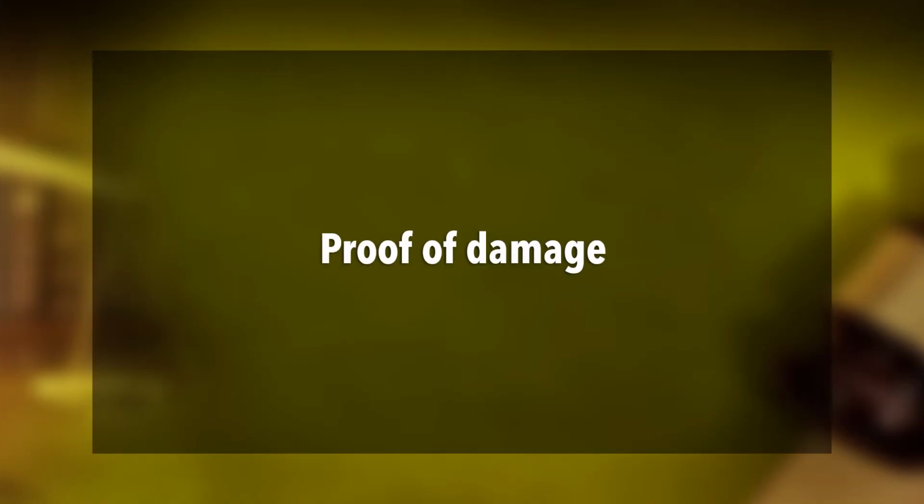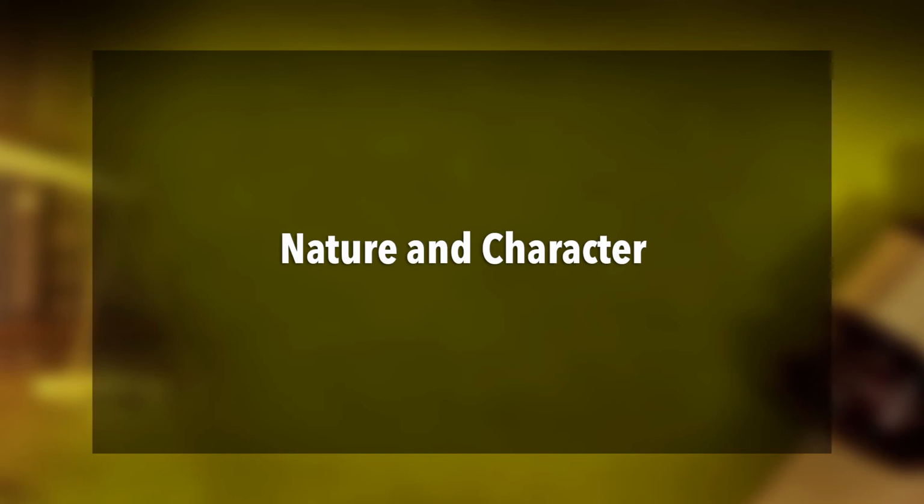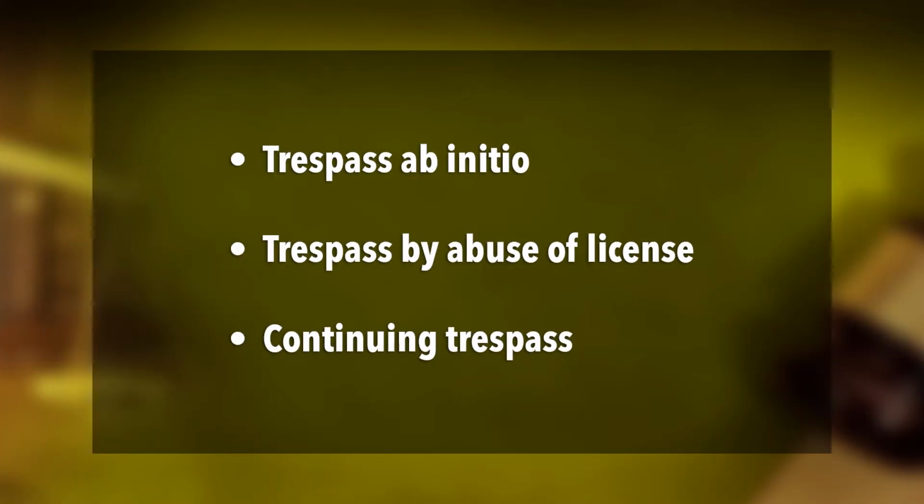Proof of damage. The tort of trespass to land is actionable per se, and hence the plaintiff need not prove that they suffered any sort of damage by such interference. Now, moving towards the nature and character of the tort of trespass. The nature and character of trespass can be studied under three main heads. Number one is trespass ab initio. Number two, trespass by abuse of license. Number three, trespass by continuing trespass.